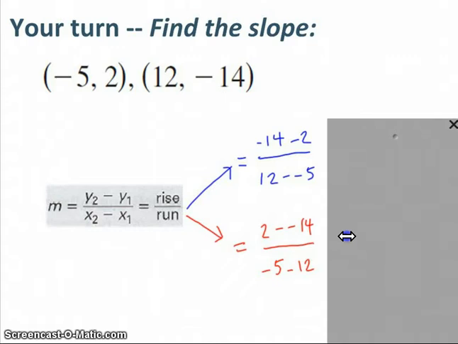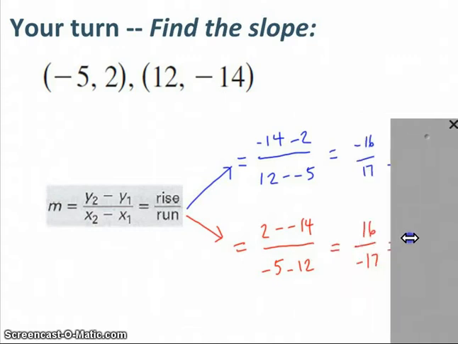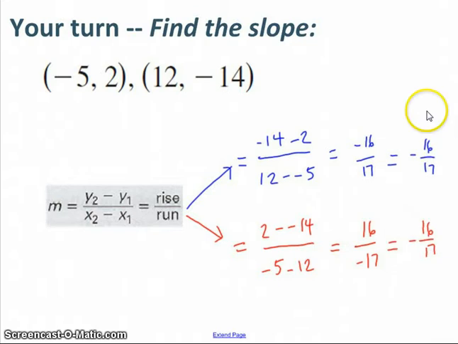Notice it doesn't matter which way you do it. In one case, you end up with negative 16 over positive 17. The other time, positive 16 over negative 17. But both of those things simplify down to the same thing. A negative on the bottom and a negative on the top, well, you can factor that out in both cases and pull it out front, and these two, the blue and the red, are the same answer.